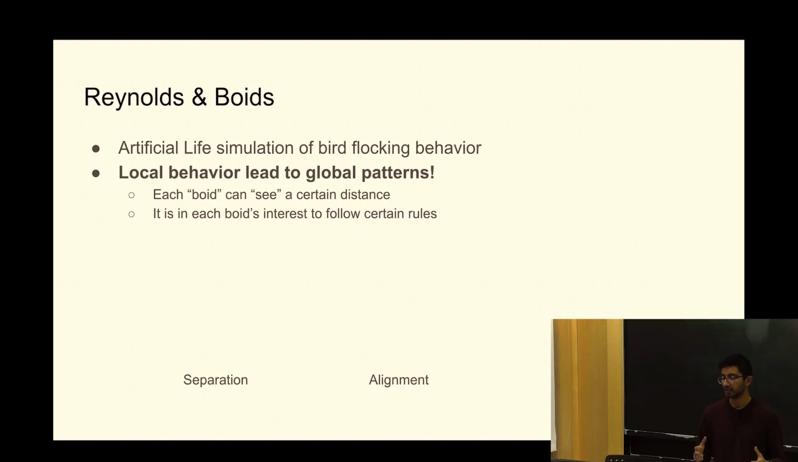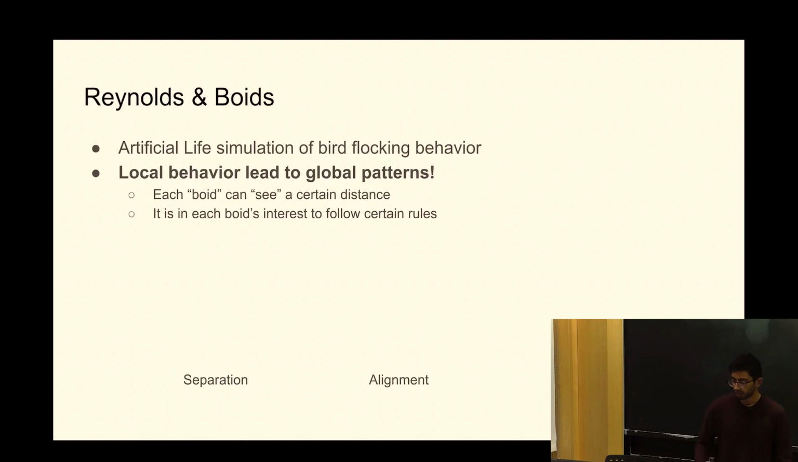And so the idea behind Craig Reynolds and his Boids is that every single Boid can see a certain distance around it, just like a bird doesn't have infinite sight. It would only be able to see and gauge what the birds around it are doing. And then each of these birds follow a specific rule, and this rule really determines how the bird flocks.